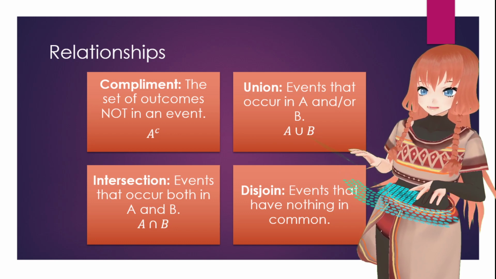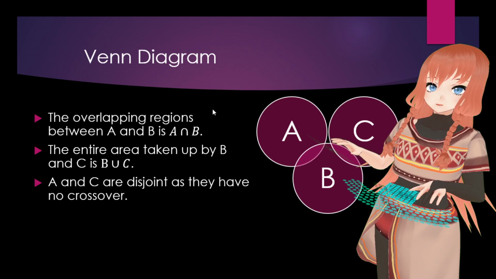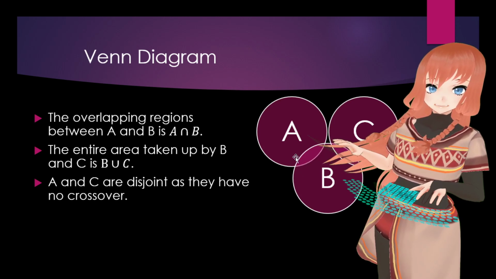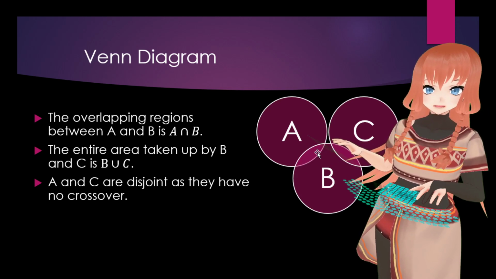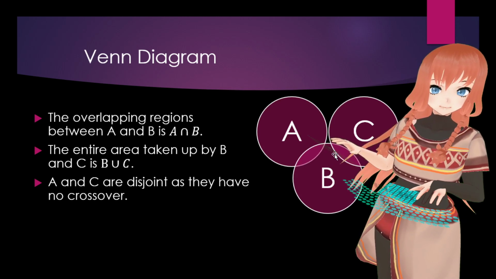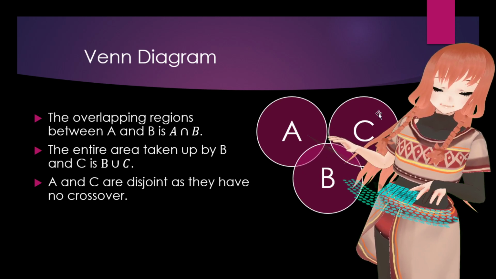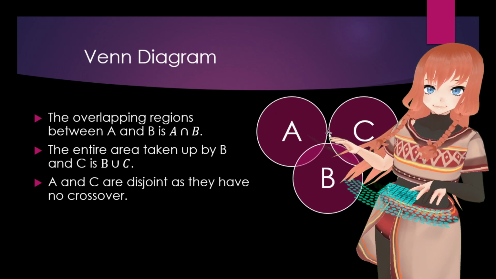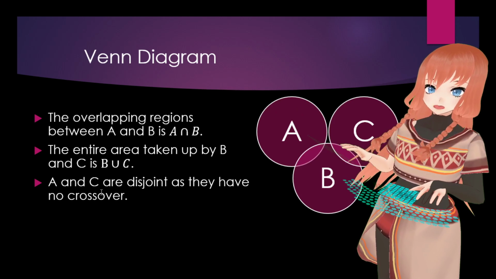So let's have a look at how we might visualize this with a Venn diagram. We can see some overlapping regions in A and B. This is the union. The entire area taken up by B and C is B union C. And A and C are completely disjoint because they have no intersection at all. There's no crossover.